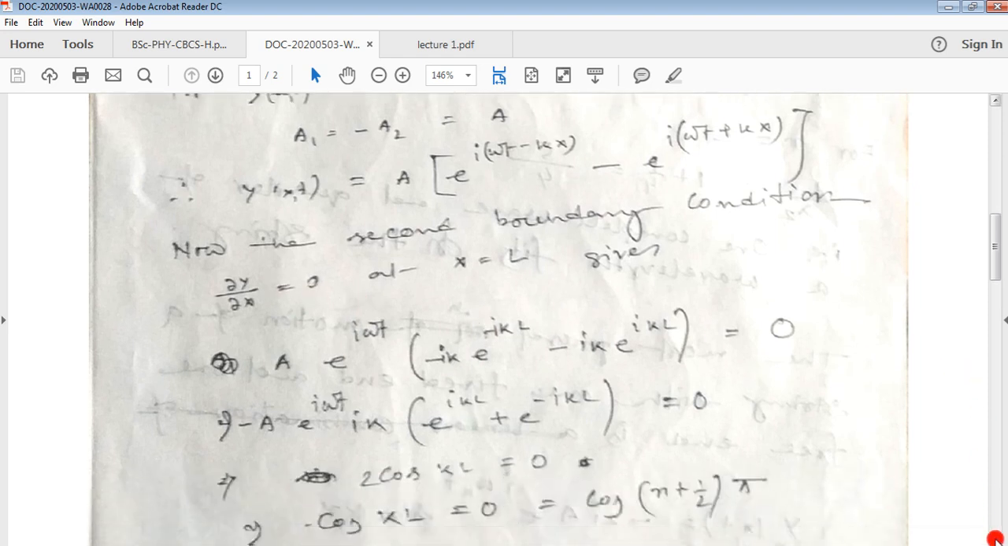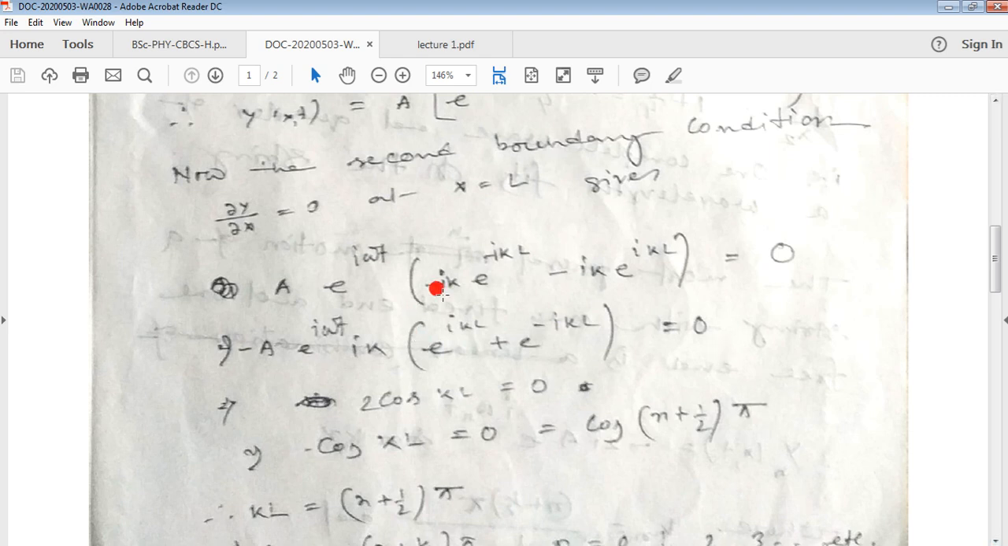Therefore, firstly differentiating and then using this condition, we will get this to be 0. So next we have taken minus ik common, so within the bracket we will have e to the power ikl plus e to the power minus ikl, and this cannot be 0. So from this part we will get 2 cos kl equal to 0.